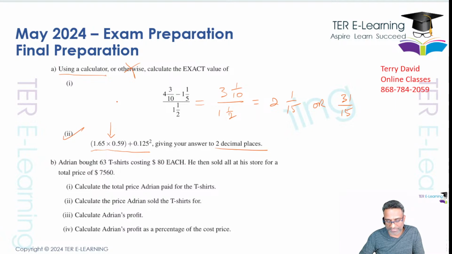1.65 multiplied by 0.59 plus 0.125 squared. Just double check your answers as well, because sometimes when you work these things you can make a mistake very easily. What I'm getting on the calculator is 0.989125. However, the question says they want the answer to 2 decimal places. Pay attention to this in your real exam. So this answer should be 0.99, that's what we're going to put as our answer.